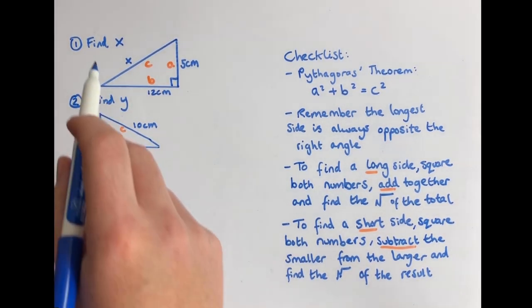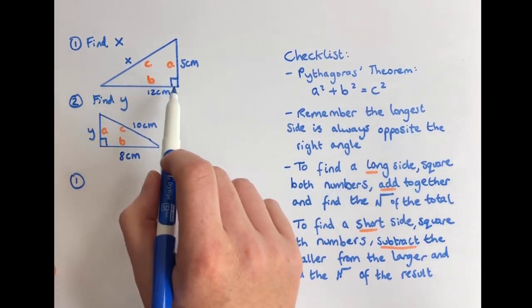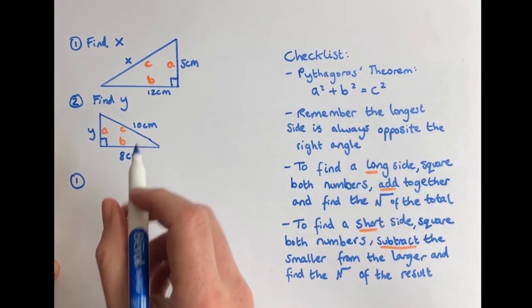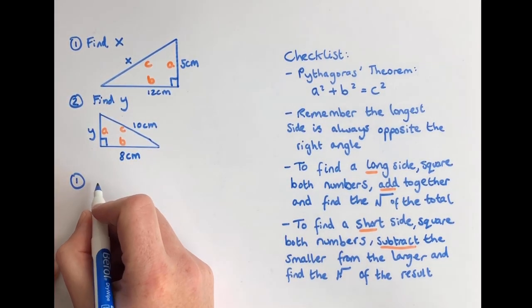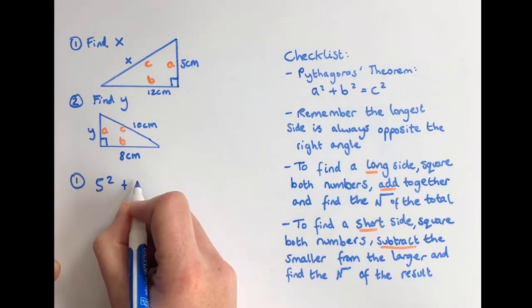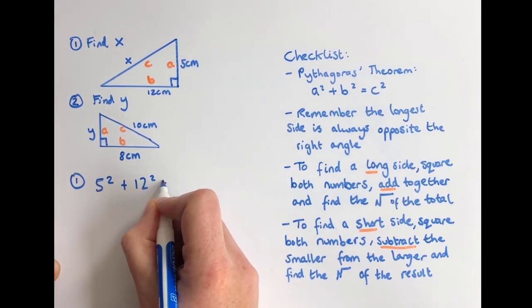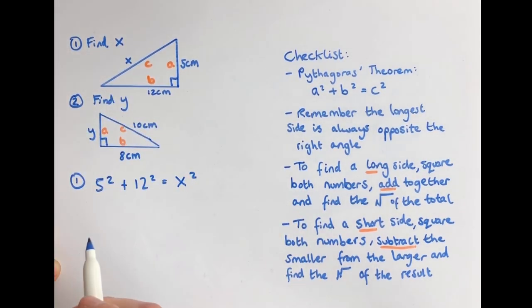In question 1, it says find x. So this is the long side because it's opposite the right angle. So we know that a squared plus b squared equals c squared. So 5 squared plus 12 squared equals x squared. We don't know what x is yet.